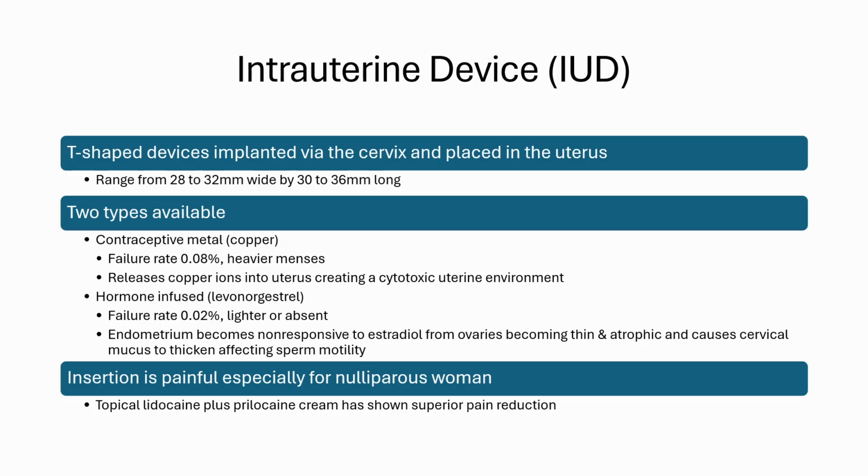Hormone-infused IUDs have a failure rate of about 0.02% and are associated with a lighter or absent menses. Levonorgestrel will cause the endometrium to become non-responsive to estradiol from the ovaries and begin to thin and atrophy, which reduces the chances of implantation and leads to decreased menstrual bleeding. It can also cause cervical mucus to thicken, which can affect sperm motility through the cervix.